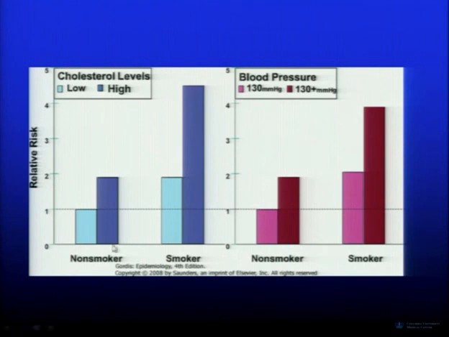We see that if we compare the non-smoker to the smoker, we get this much extra. If we compare the low to the high cholesterol, we get this much extra. So if we add those two together, you'd only get up to about here, but this is much greater than that. And that's why we start thinking about interaction.